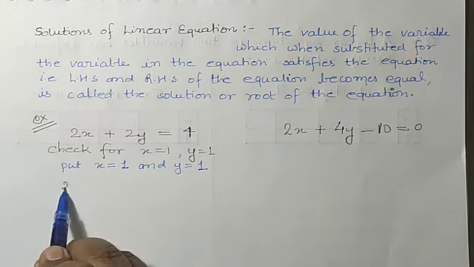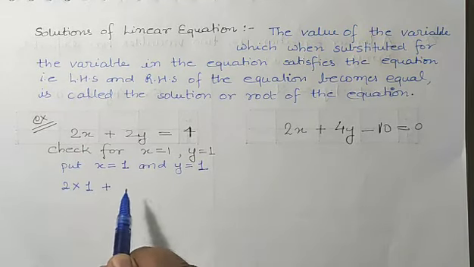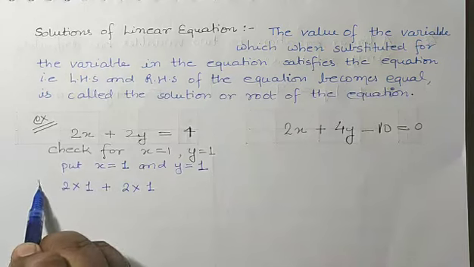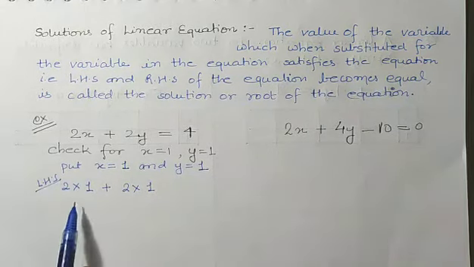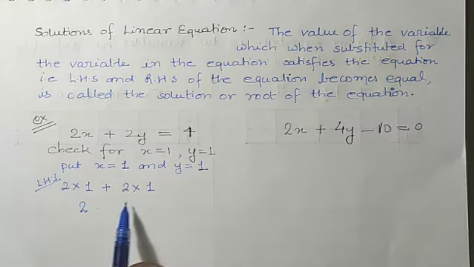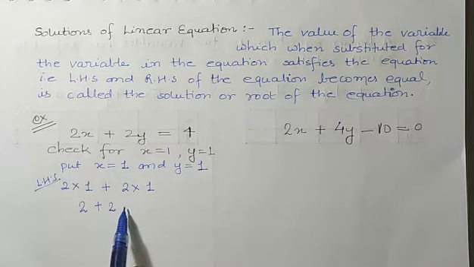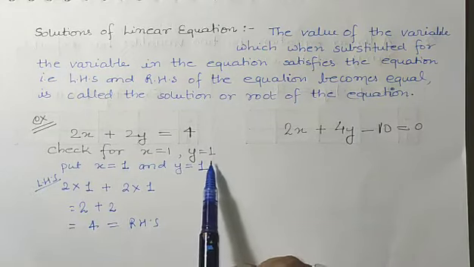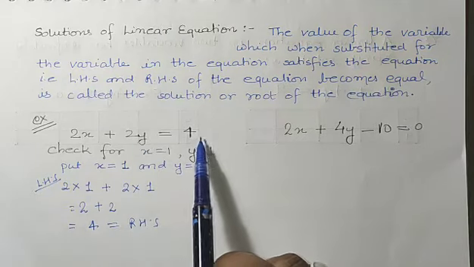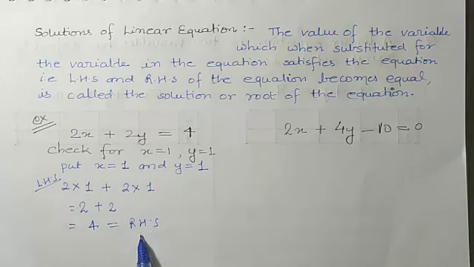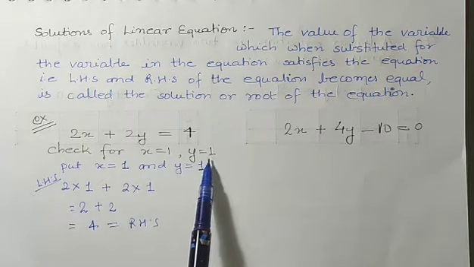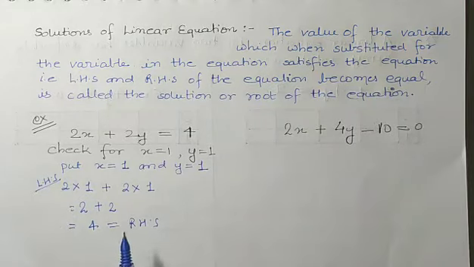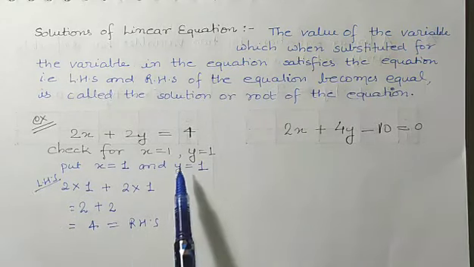Now 2 into 1 plus 2 into 1, we are solving the left hand side. 2 into 1 means 2, plus 2 into 1, 2. So what will it be, students? 4. And 4 is what? It is the right hand side, na? So see, students, by putting x is equal to 1, y is equal to 1 in this equation, we have got the right hand side. So in this equation, for x is equal to y is equal to 1, left hand side becomes equal to right hand side.